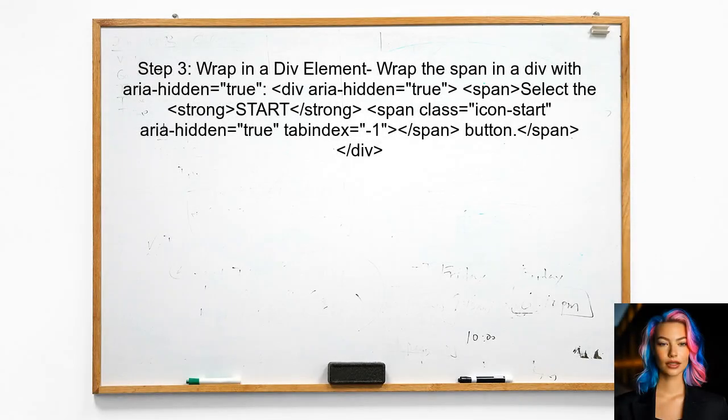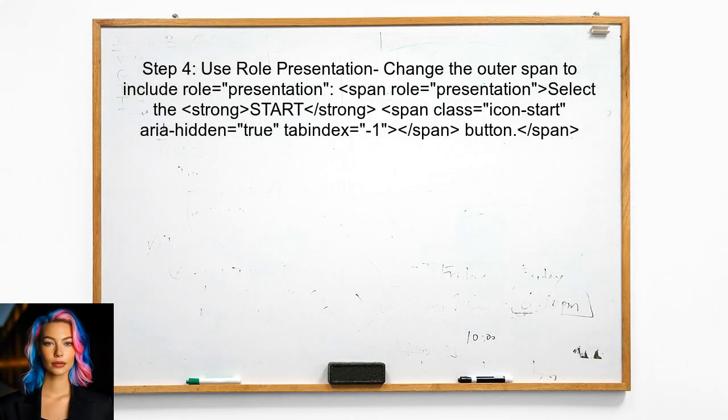After that, the user can wrap the entire span in a div element. This div should also have the ARIA hidden attribute set to true, ensuring that the screen reader ignores the entire div. Finally, if the user wants to avoid the screen reader announcing the heading level, they can use a different role. Instead of role heading, they can simply use role equals presentation on the outer span.